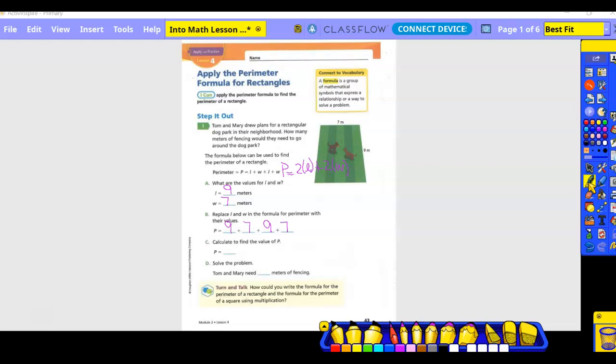So what can we do? Could we do 9 plus 9, which is 18, and 7 plus 7, which is 14? And does anybody know what 18 plus 14 is? 32. So Tom and Mary need 32 meters of fencing.